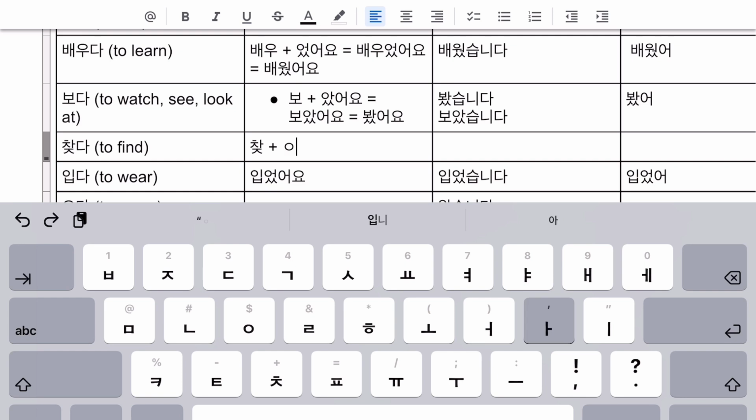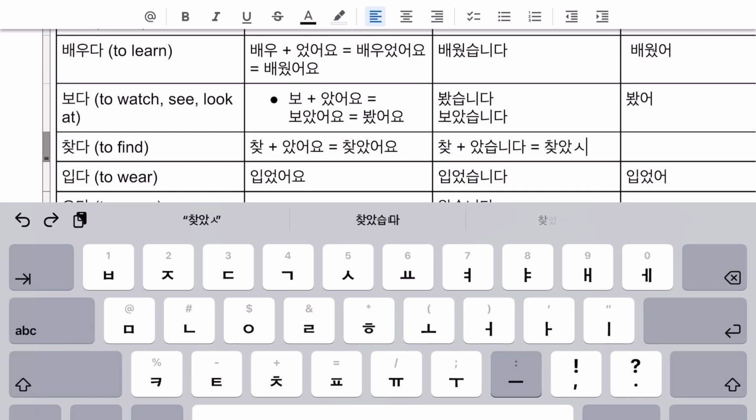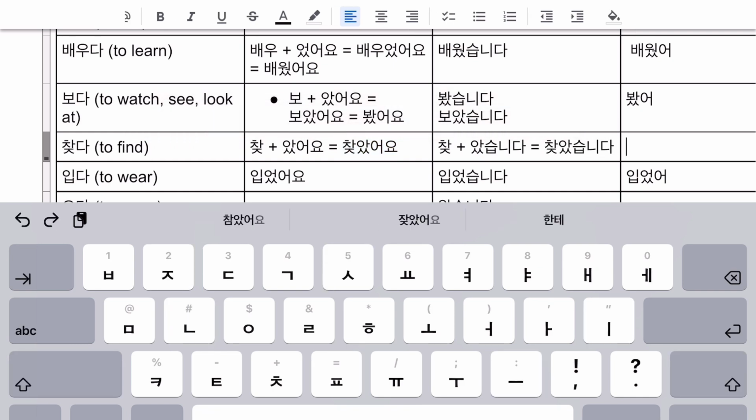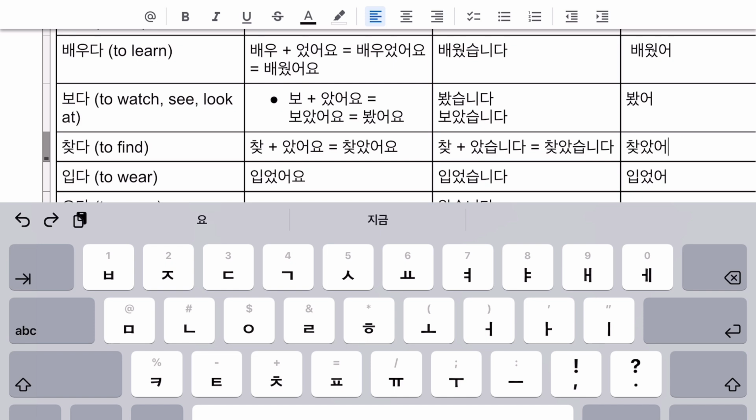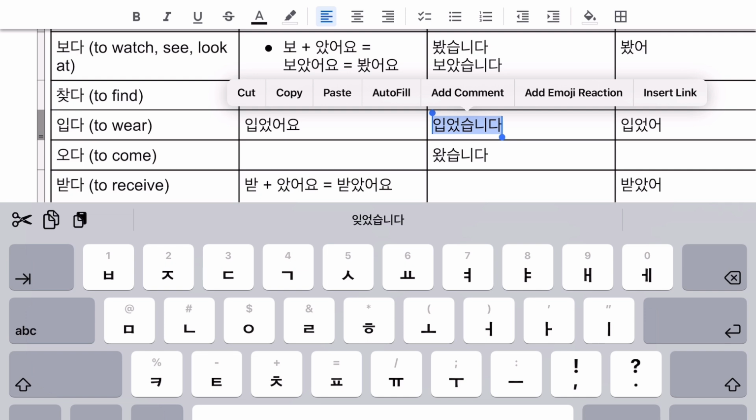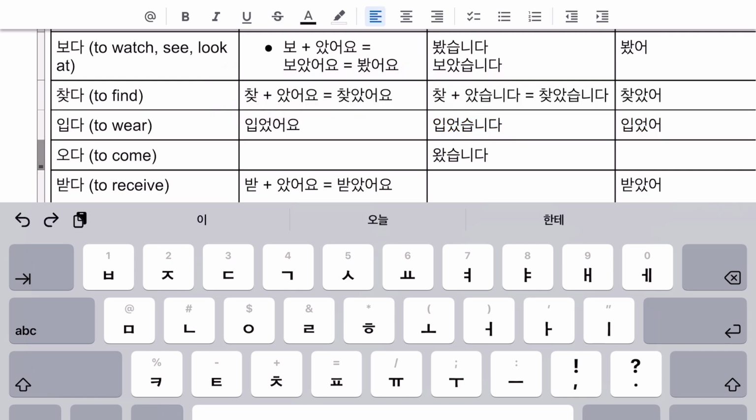Last, 찾다. Take off the da. Last vowel is a, so we need the at ending. This is casual, so we're going to do as어요, 찾았어요. And then same thing for formal. Last vowel is a, so we need at습니다 since it's formal. 찾았습니다. And from the polite, we're going to do the same thing over here, but we're going to move the yo. 찾았어. I found. 입다, 입었어요. 입었습니다. 입었어.